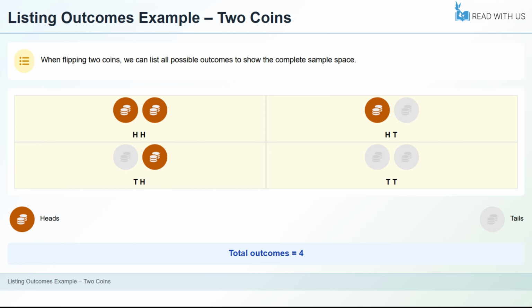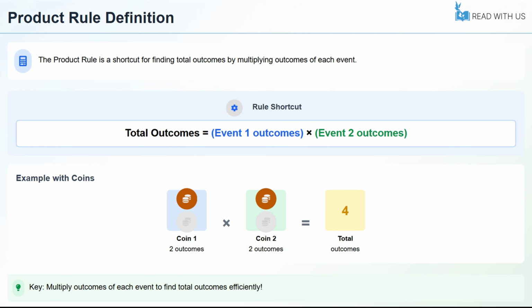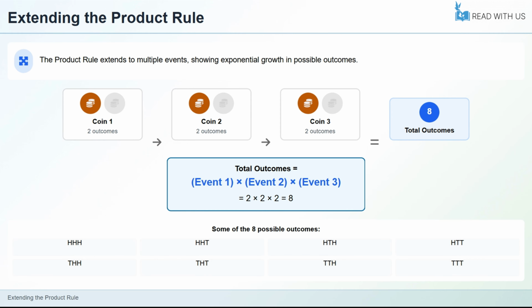Now, instead of listing every single one, we can use the product rule. The product rule says the total number of outcomes equals the number of outcomes for event 1 times the number of outcomes for event 2. So for 2 coins, each has 2 outcomes, giving us 2x2 equals 4 total possible outcomes. If we toss 3 coins, it would be 2x2x2, which equals 8 outcomes.